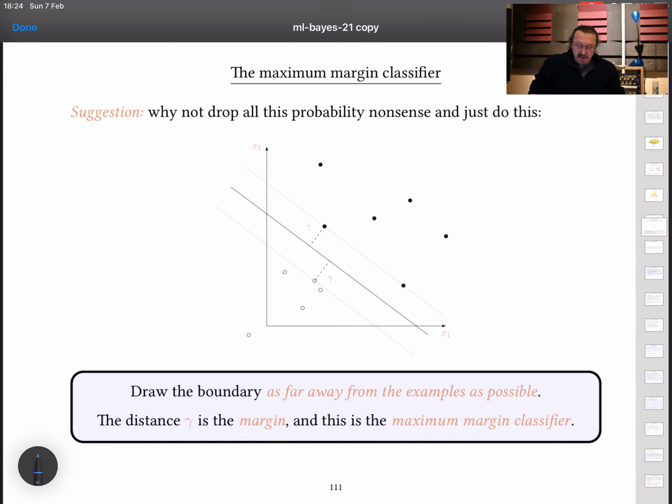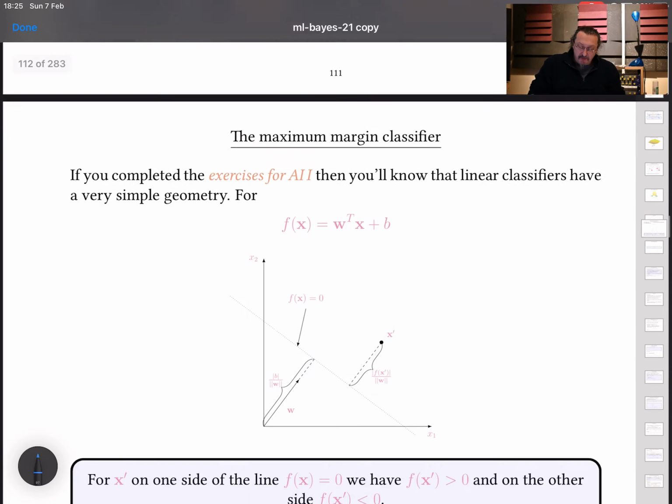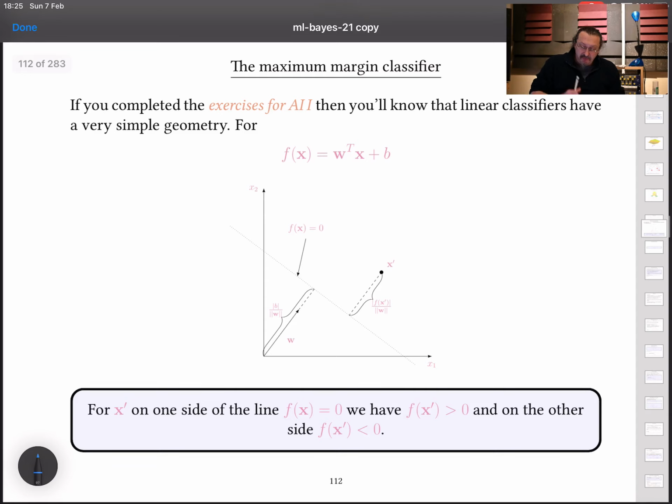Now, in order to actually talk about how we might set this up in a way that allows us to find a learning algorithm to find that maximum margin decision boundary, that maximum margin classifier, we do again have to appeal to this simple geometry that linear classifiers have. Okay, so I sketched this in the last lecture, but now you have it all nicely typeset, and all the details are included on the slide. But it bears repeating.